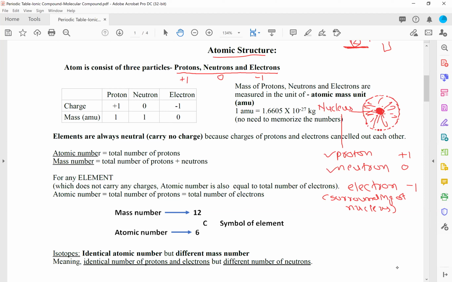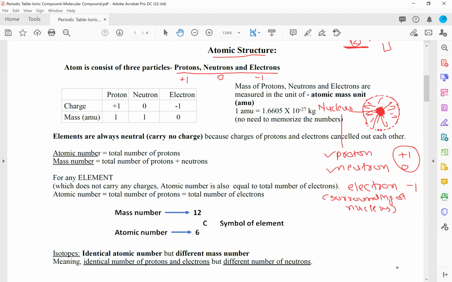So how can we say that electrons are always in that limited area? The reason is there is always attraction between positive charge and negative charge. At the center, the nucleus of the atom, we have protons, which carry a positive charge. Around the nucleus, we have electrons, which carry a negative charge. So there is an attraction between the positive and the negative charge. That's how the electrons stay in a limited area around the nucleus.